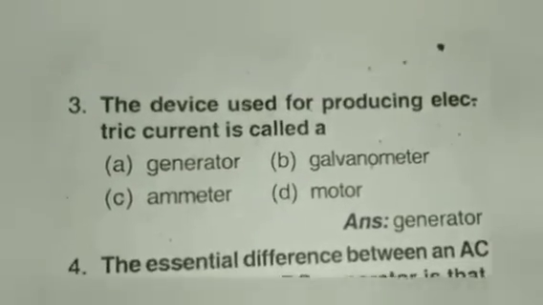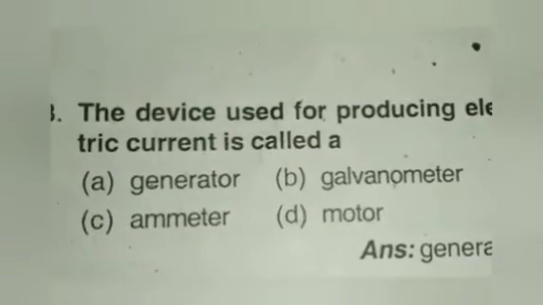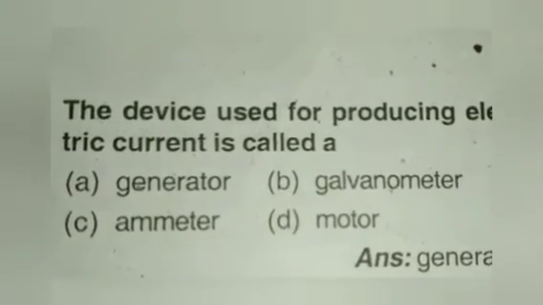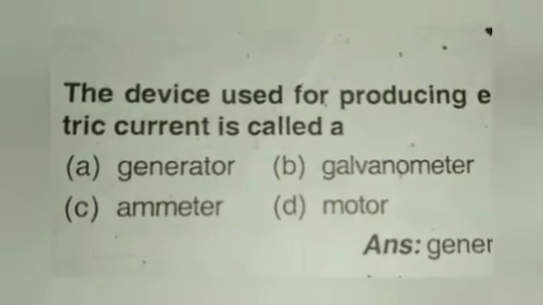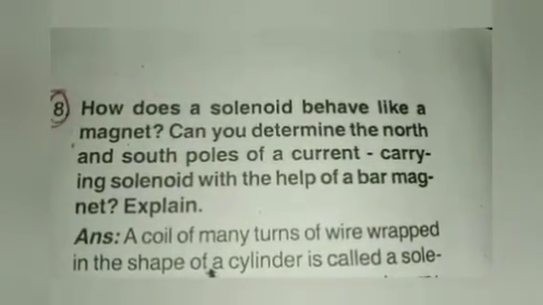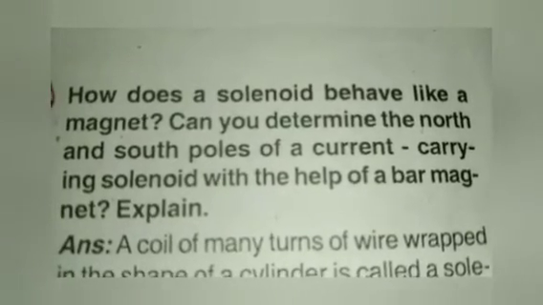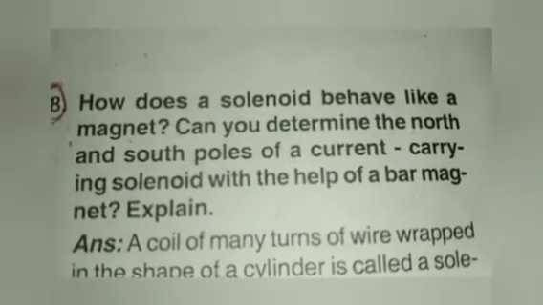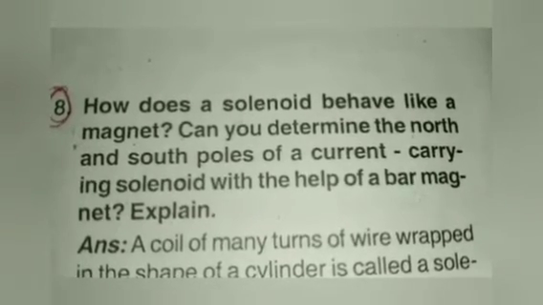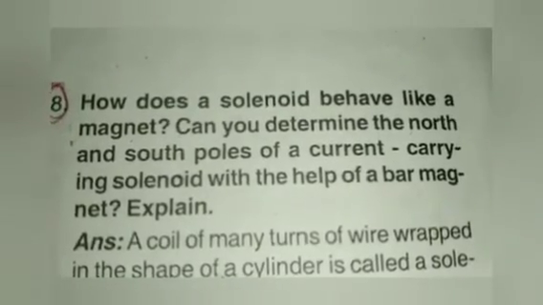Next question. The device used for producing electric current is called, option A generator, option B galvanometer, option C ammeter and option D motor. So the answer is generator. Next question. How does a solenoid behave like a magnet? Can you determine the north and south poles of a current carrying solenoid with the help of a bar magnet? Explain.